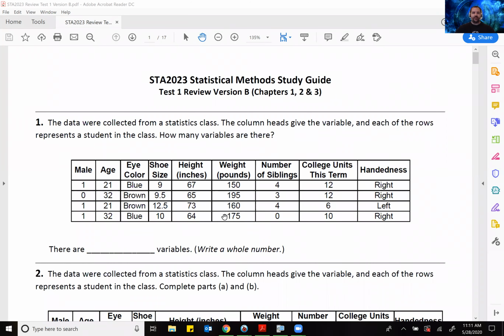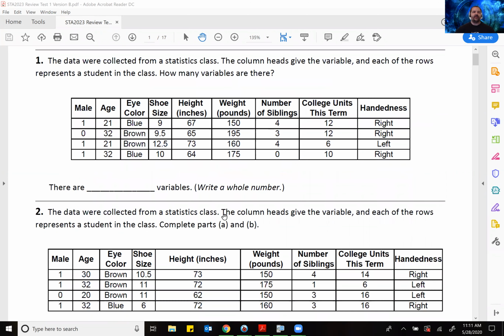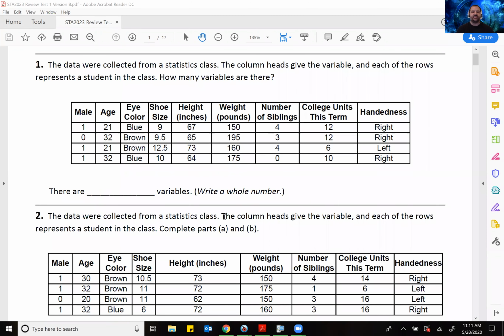Question number 1 says the data were collected from a statistics class. The column headings give the variables, and each of the rows represents a student in the class. How many variables are there? So what do you guys think? How many variables are there? 9. You got it.